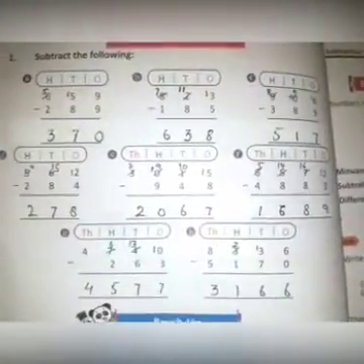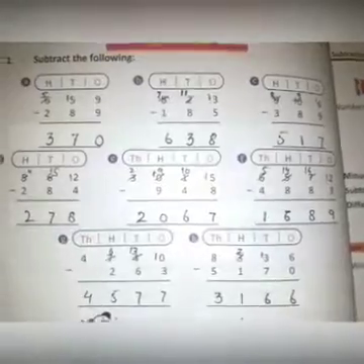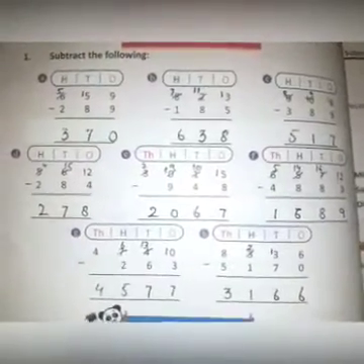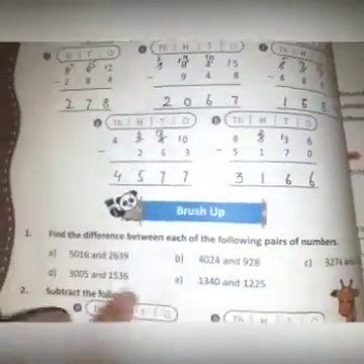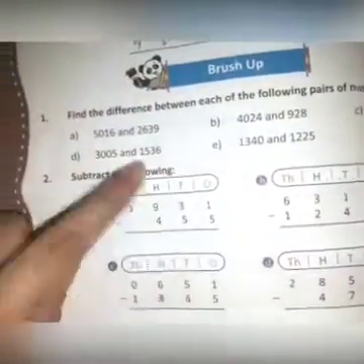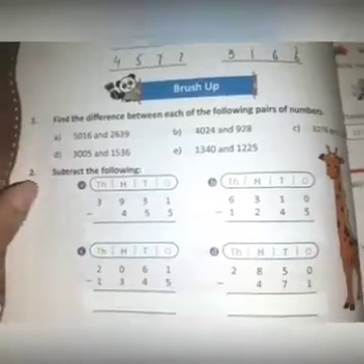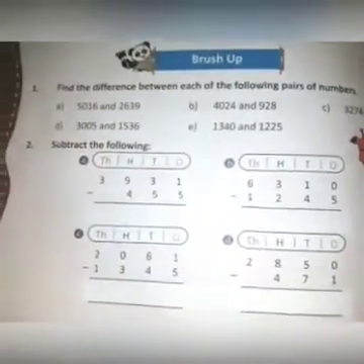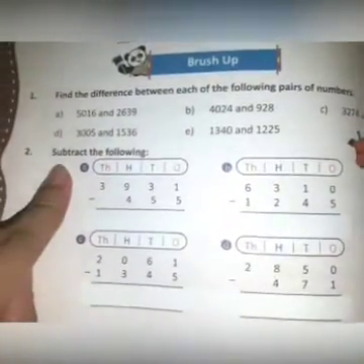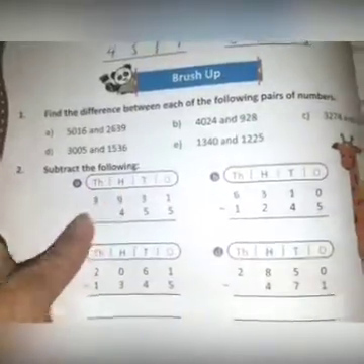Now you have all of questions C, D, E, F, G and H. These are the solved questions. You can match your answers with them or you can take help from them. Now the question from Brush Up, question 2, subtract the following. We are not doing question 1 because we are doing the textbook work, so we will solve it on the textbook, question number 2. Subtract the following. Now this is also the same question.